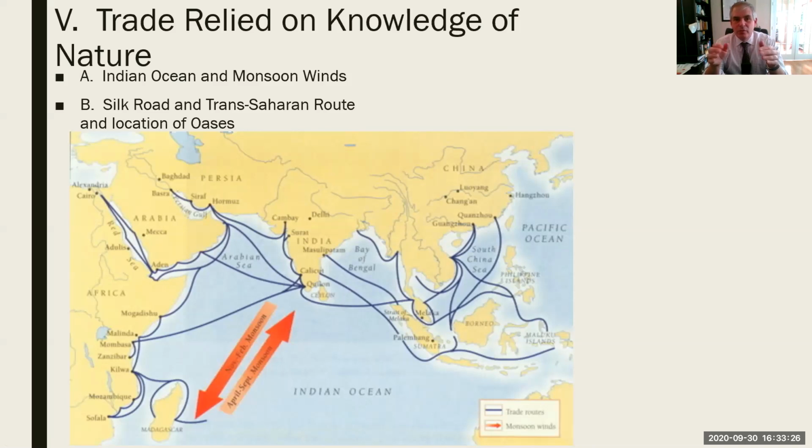The Silk Road has deserts that they have to traverse, but there are rivers that occasionally cross the Silk Roads. Cities that develop along these rivers basically act as a Silk Road version of the oasis. And that's where these cities and towns are going to develop that act as stopping points for caravans along their trade routes. So in both cases, knowledge of how nature works is critical to supporting trade.